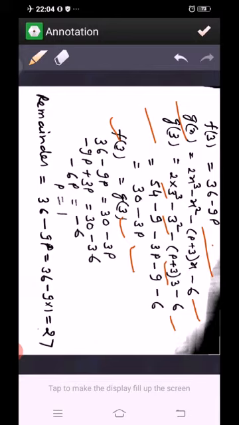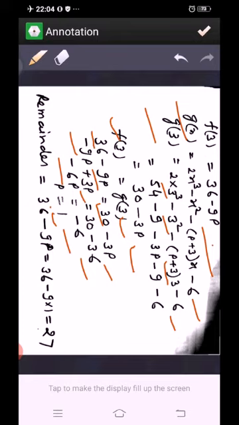So f(3) we had got 36 minus 9p, and g(3) we have got 30 minus 3p. Bringing all p together and constants together, we get minus 6p equal to minus 6, so p equals 1. The value of p we have got is 1.